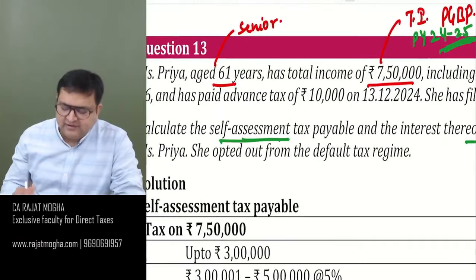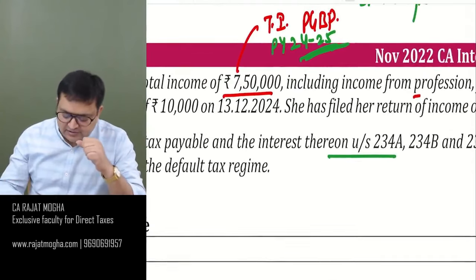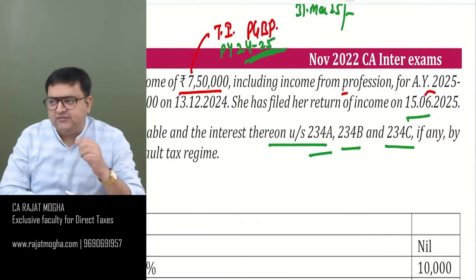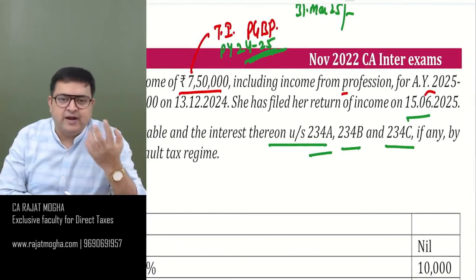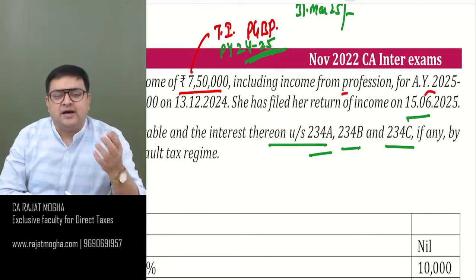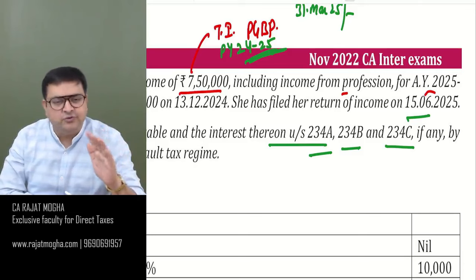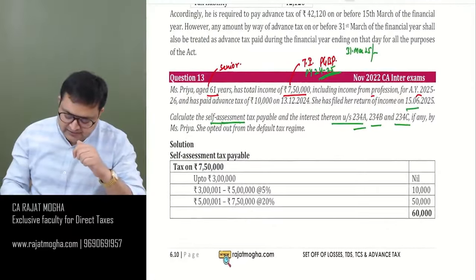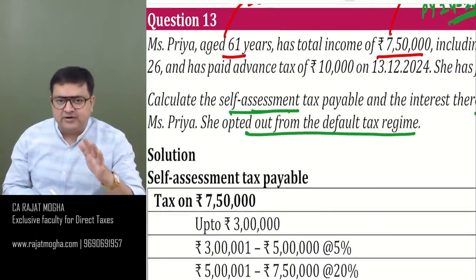What is self-assessment tax? We have to calculate how much tax she now has to pay while filing her return. And also there is interest under sections 234A, 234B, 234C. We have to calculate the interest also. I believe some of you might be knowing how to calculate it. I also know that some of you might not be knowing how to calculate. Don't worry, it's not that difficult. I'm explaining it right now. She has opted out from the default tax regime. She is following the optional regime.